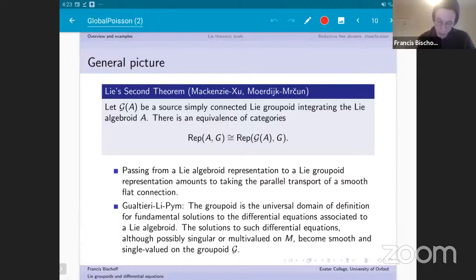And if you look into the proof of this, the way that it works is that we start with a representation of the algebroid, like a singular differential equation, and we convert that into a smooth, flat connection on the source fibers of the groupoid. And then we take the parallel transport of that.